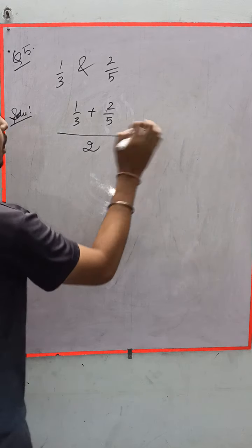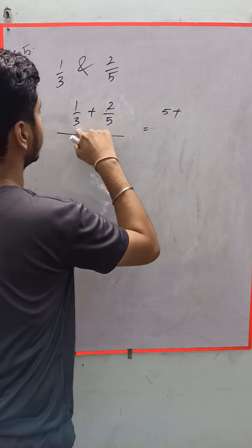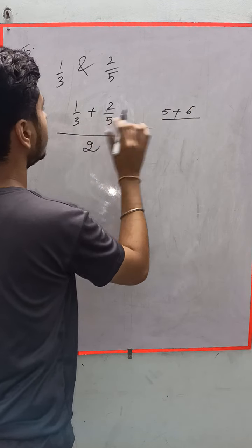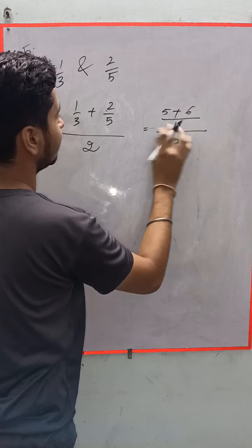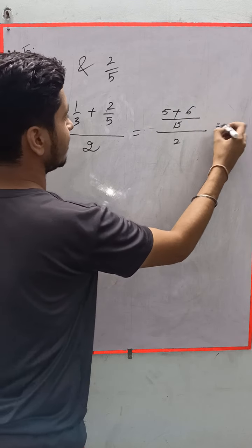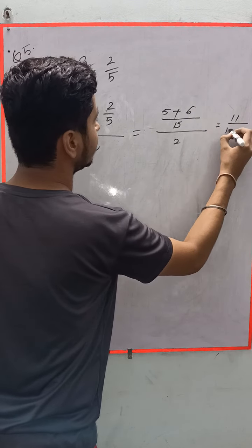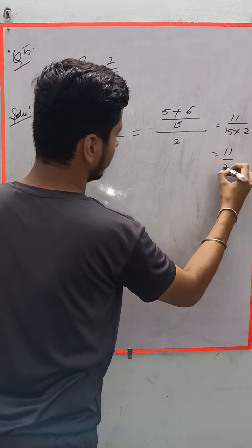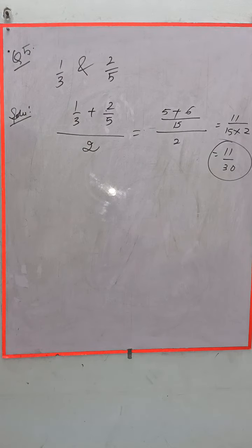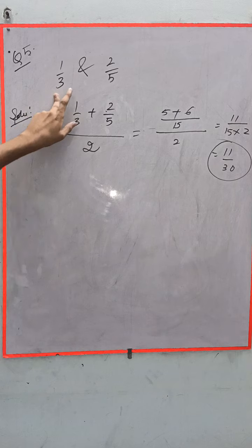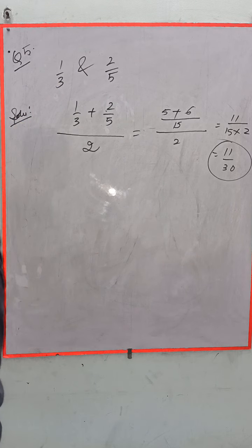So how? 5 ones are 5 plus 3 twos are 6, whole upon 3 fives are 15, whole divided by 2. 5 plus 6 is 11. So this 15 into 2, so 11 upon 30. So 11 upon 30 is that rational number which lies exactly between 1 upon 3 and 2 upon 5. So you need to use this concept.